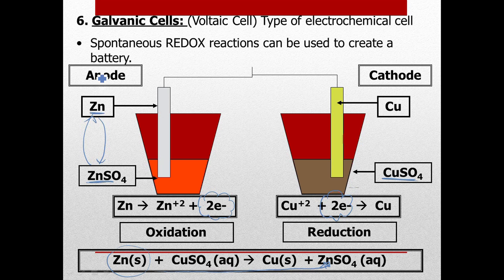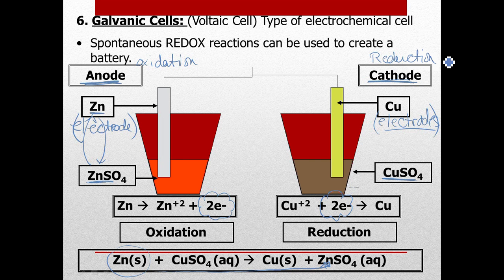But first, let me introduce you to these 2 terms here. There's these 2 terms called anode and cathode. And the copper and the zinc are pieces of metal that are called electrodes because they conduct electricity. So that's one electrode, and this is another electrode. Each electrode has a specific name. The anode is always where oxidation occurs, and the cathode is always where reduction occurs.